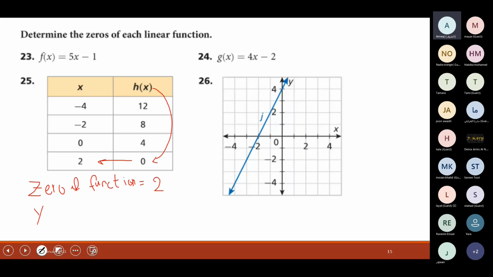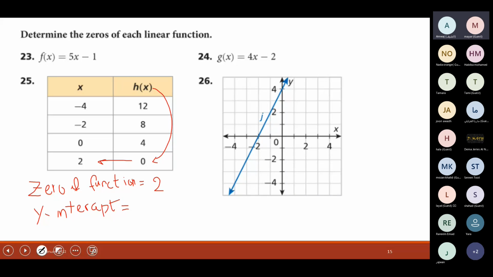So, Mayar, can you tell me what is the y-intercept? Mayar, what is the y-intercept here? Mayar, can you hear me? Yes, teacher. Where is the y-intercept? -2. I mean -1. Wait, I'm talking about number 25. Oh, Mayar? Sorry. Yes. Okay.